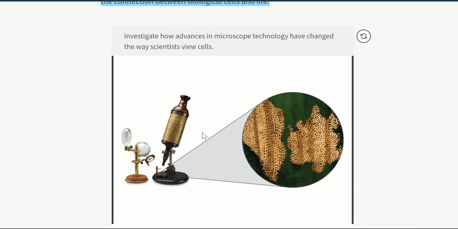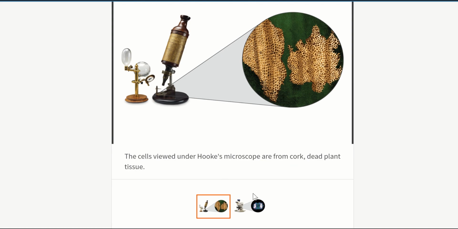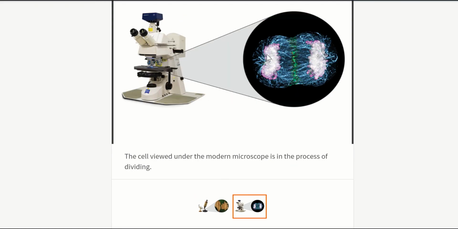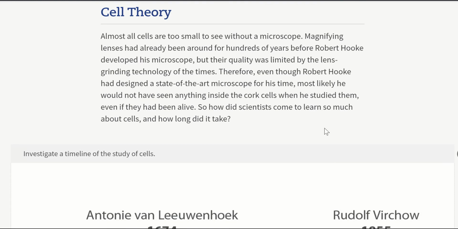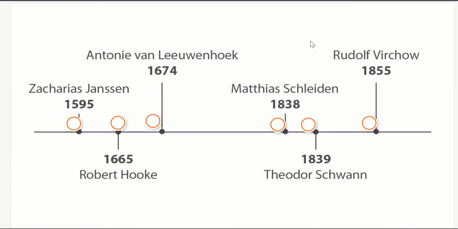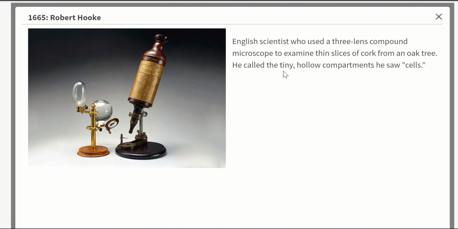So here's a microscope that he would have used back in the 1600s. And then this is a microscope that we use today, a compound light microscope, and what we can see and the magnification we can get to. So as we scroll down, the cell theory is going to be the main thing that we talk about. And here are the people that help get us to the cell theory. So Zacharias Janssen was an eyeglass maker who used lenses to create the first compound microscope with 2 lenses. Then we're going to get into Robert Hooke, and he made a 3-lensed compound microscope. And he also was the one that we just talked about that named them cells.